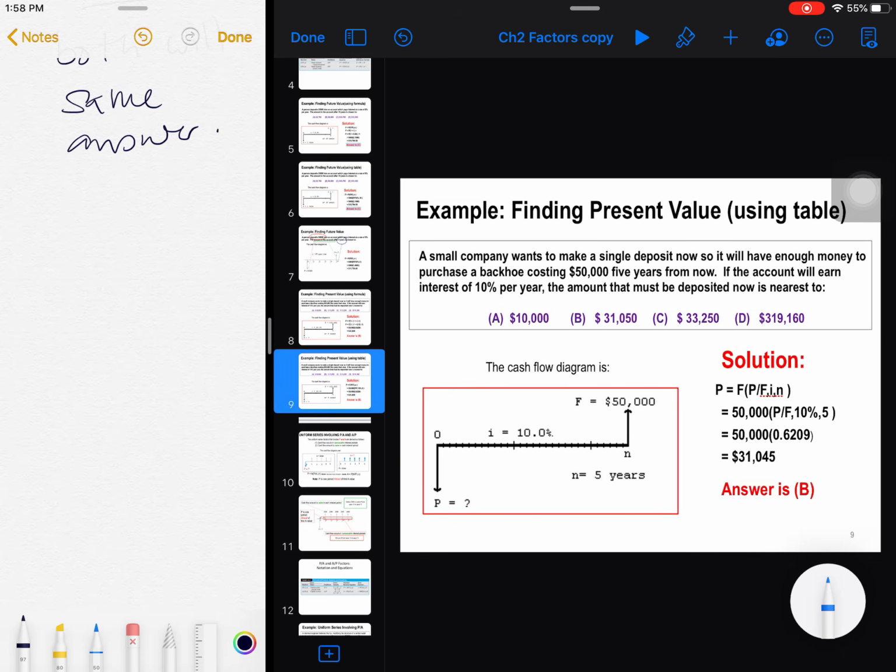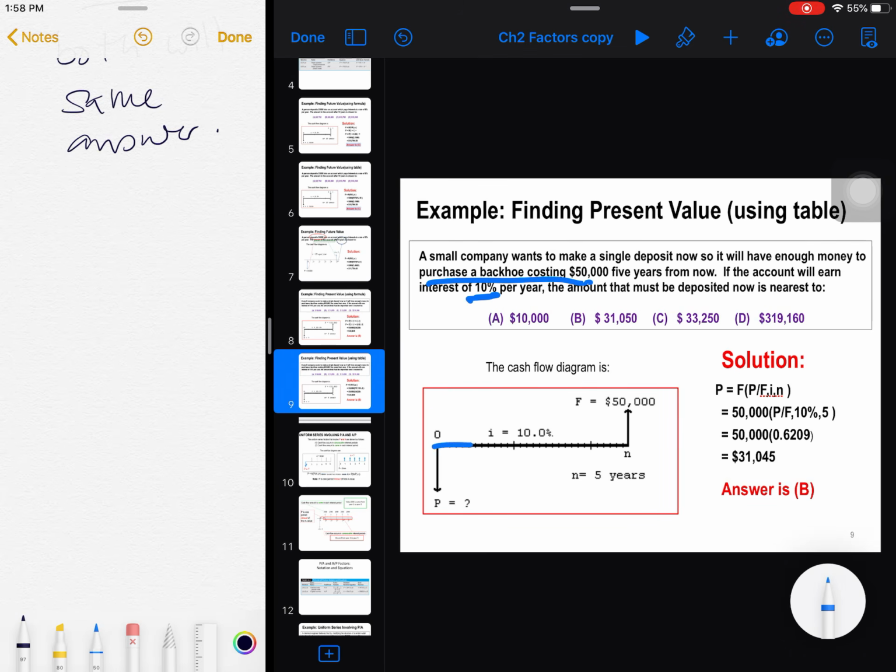So next, we can also find the present value using a table. A small company wants to make a single deposit, so it will have enough money to purchase a backhoe costing $50,000 5 years from now. If the account will earn interest of 10% per year, the amount that must be deposited now is nearest to, okay, you have to calculate the present value of the money if the value of the backhoe will be $50,000 in the next 5 years.